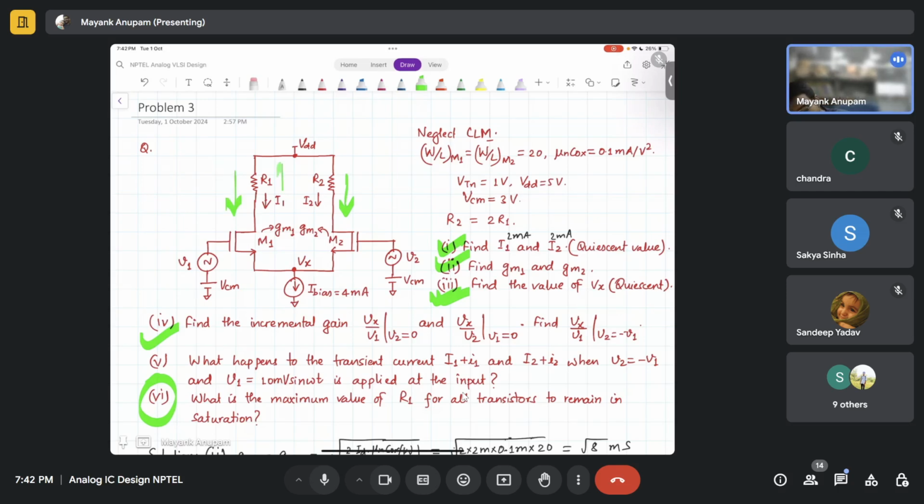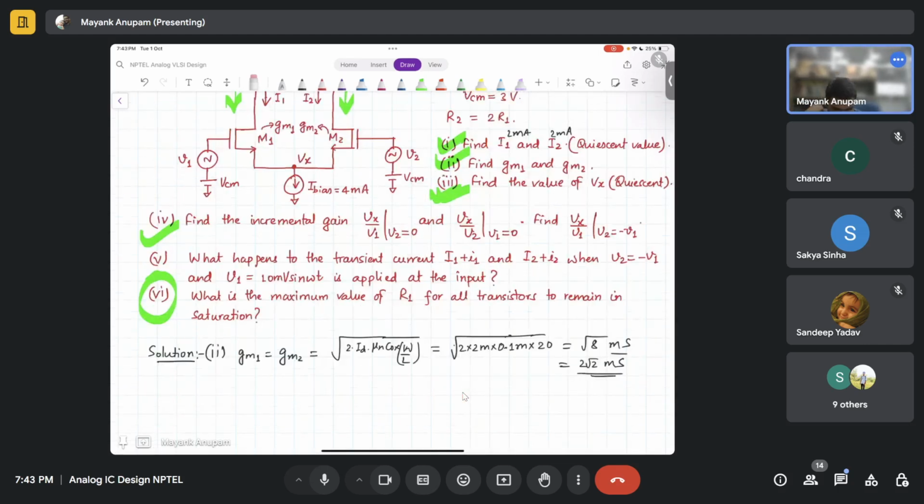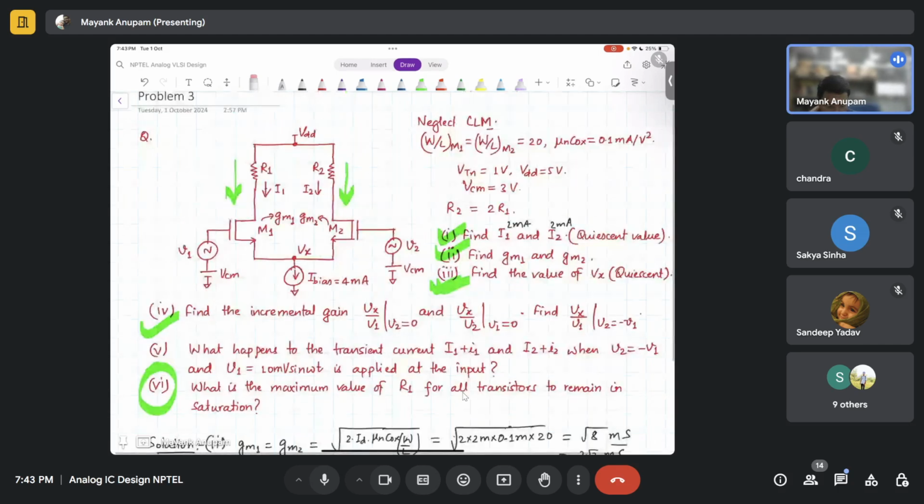So if you start increasing R1, since R2 is also related to R1, R2 will also increase, right? Both of these resistances are going to increase, and the corresponding VDS value is going to decrease, because the resistance drop across this is going to increase. So there will come a time when this VDS will become such that this transistor goes out of saturation. So this is a fairly easy question. I'm not going to solve this here. I just want to discuss the idea.